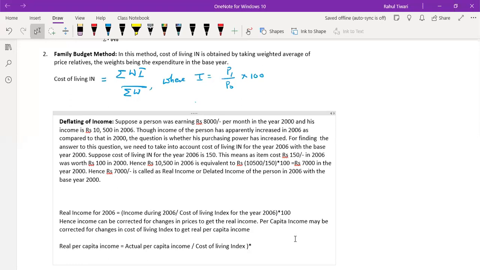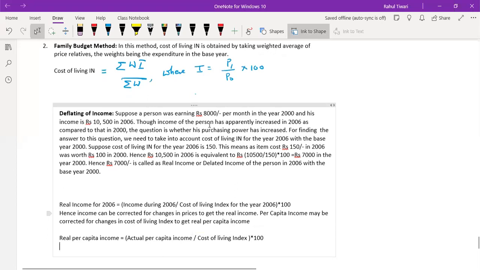Multiply by 100. So if you want actual real income, one can use this formula: actual per capita income divided by the cost of living index number, multiplied by 100.